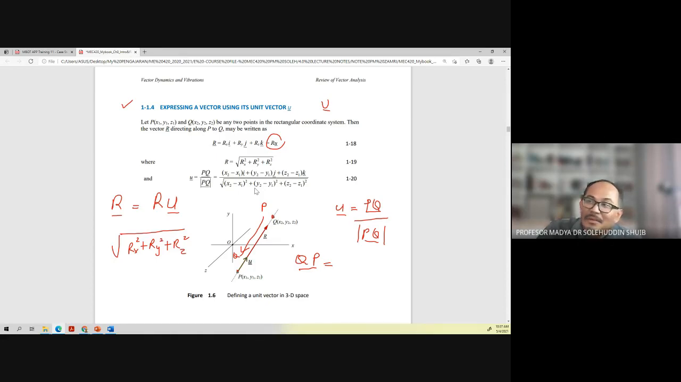So you must understand the direction. If we flip the other way around, we need to identify which one is head and tail. This time we say PQ, so P to Q, so to get the vector of it you have to subtract head minus tail. All right, this is how to express the unit vector.